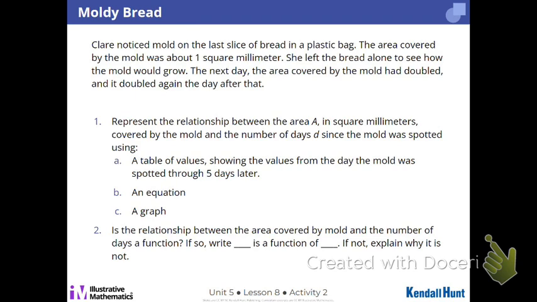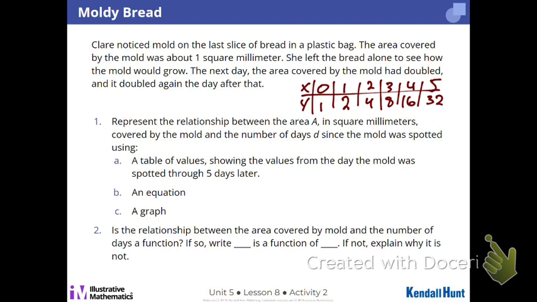Let's go. So checking out this problem with the mold, I'm going to make an XY table. I know it gives us different variables, but I'm going to go up to 5 days. On day 0, or starting, we had 1. That doubles to be 2, doubles, doubles, doubles, and it keeps doubling. Okay, so let's build our equation.